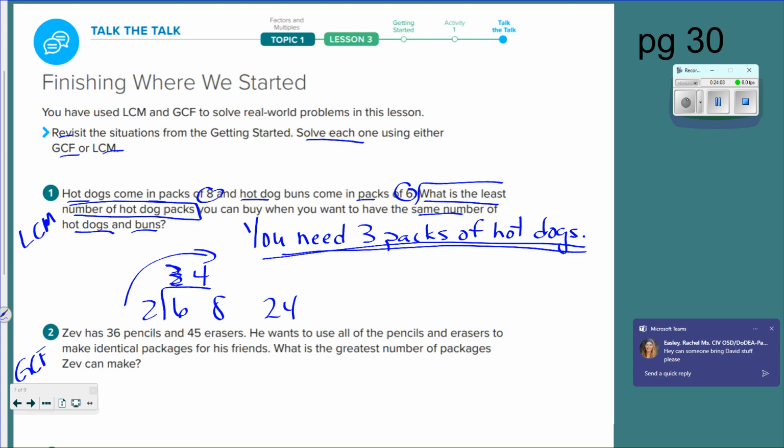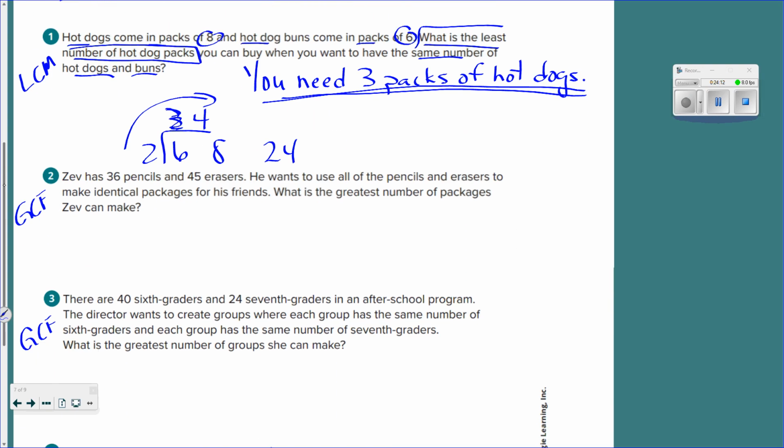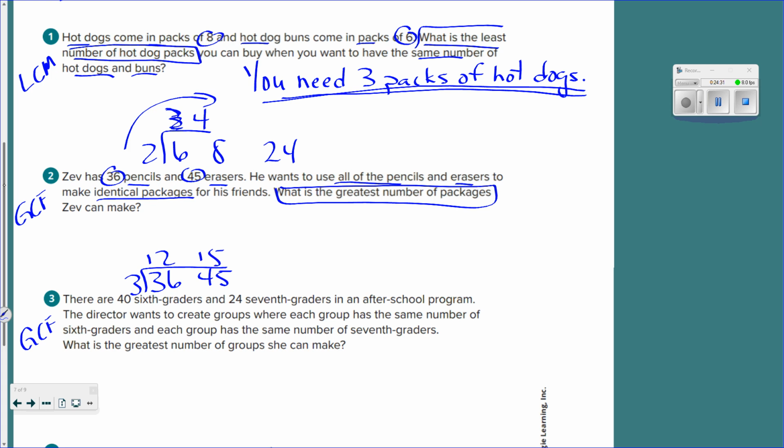Okay, Zed has 36 pencils and 45 small erasers. You want to use all the pencils and erasers to make identical packages for friends. What is the greatest number of packages you can make? 36, 45. Can I divide both those by 2? No. By 3? Yeah, gives me 12 and 15. Can I divide those by 2? No. By 3? Yes, I do another layer. Gives me 4 and 5. 4 and 5 have nothing in common, so I'm done. GCF is on the left. 3 times 3 gives me 9. So we can make 9 packages.